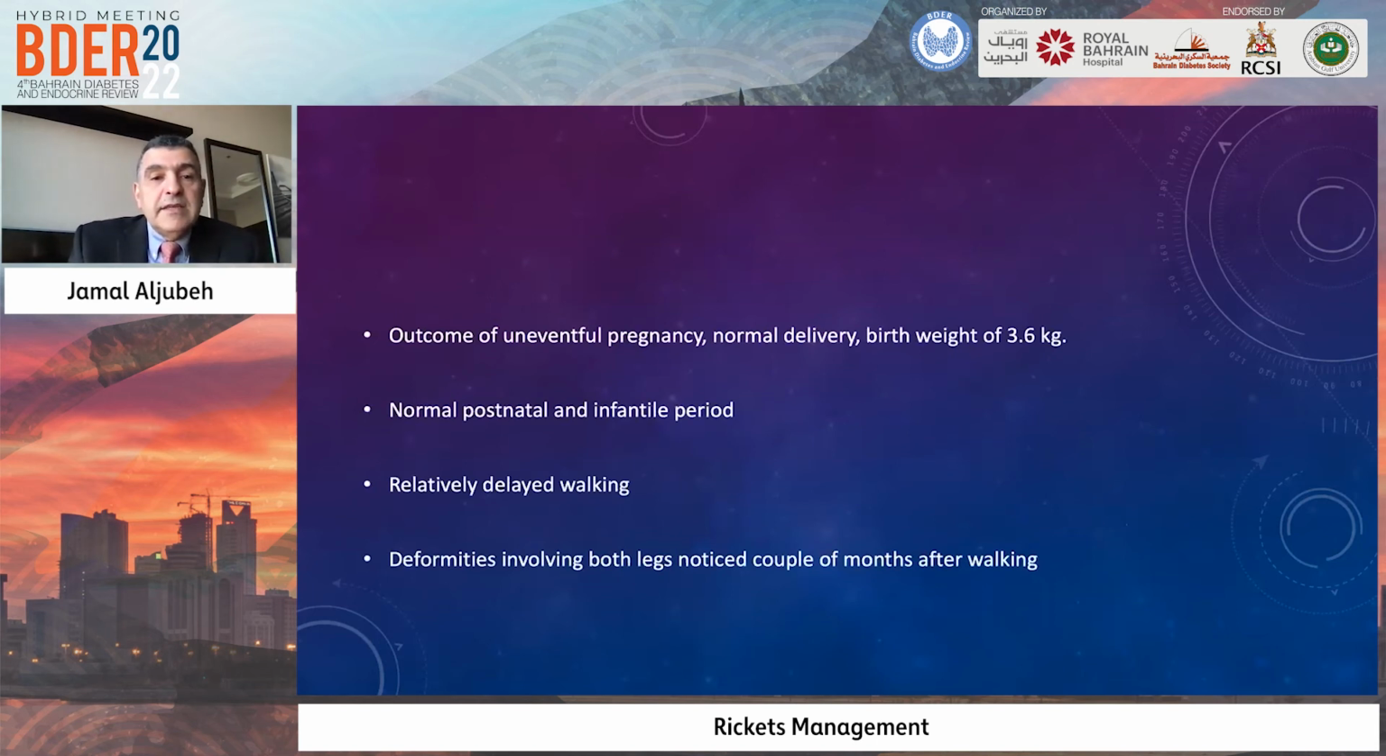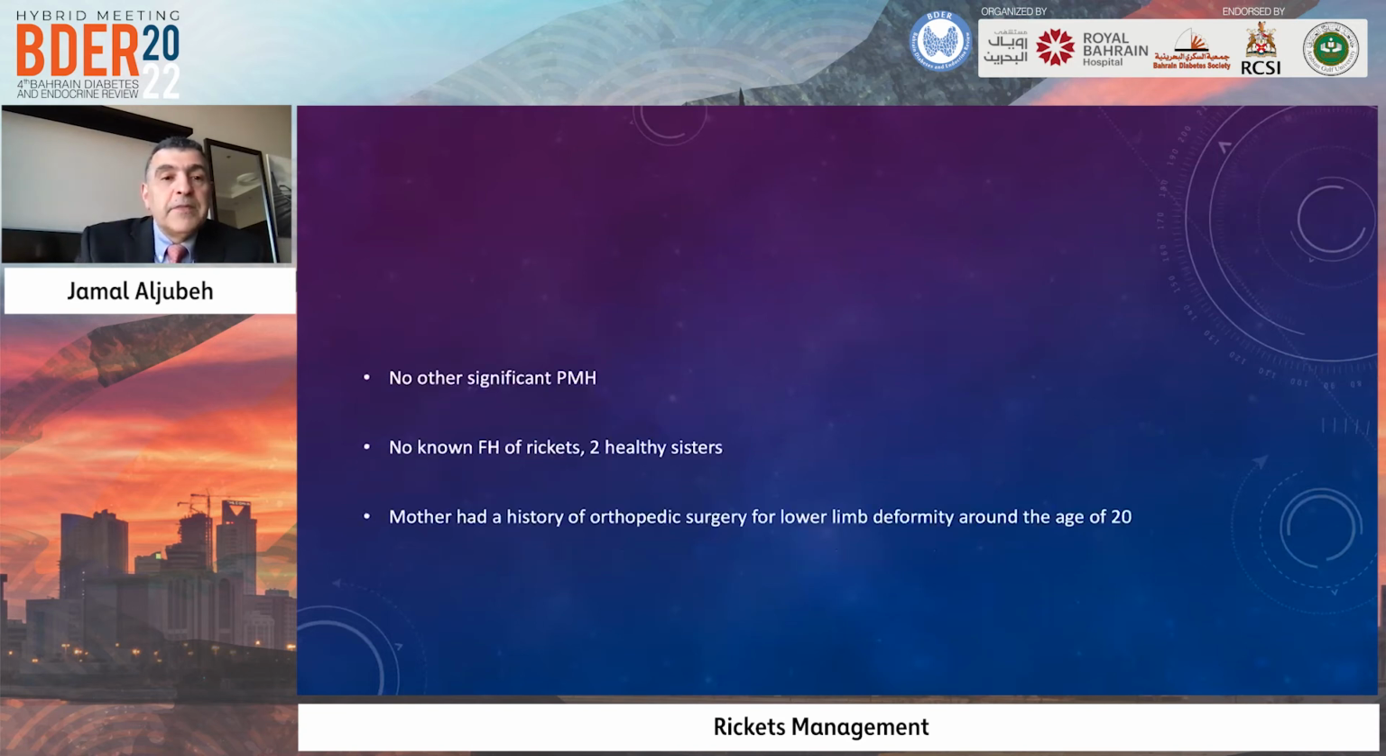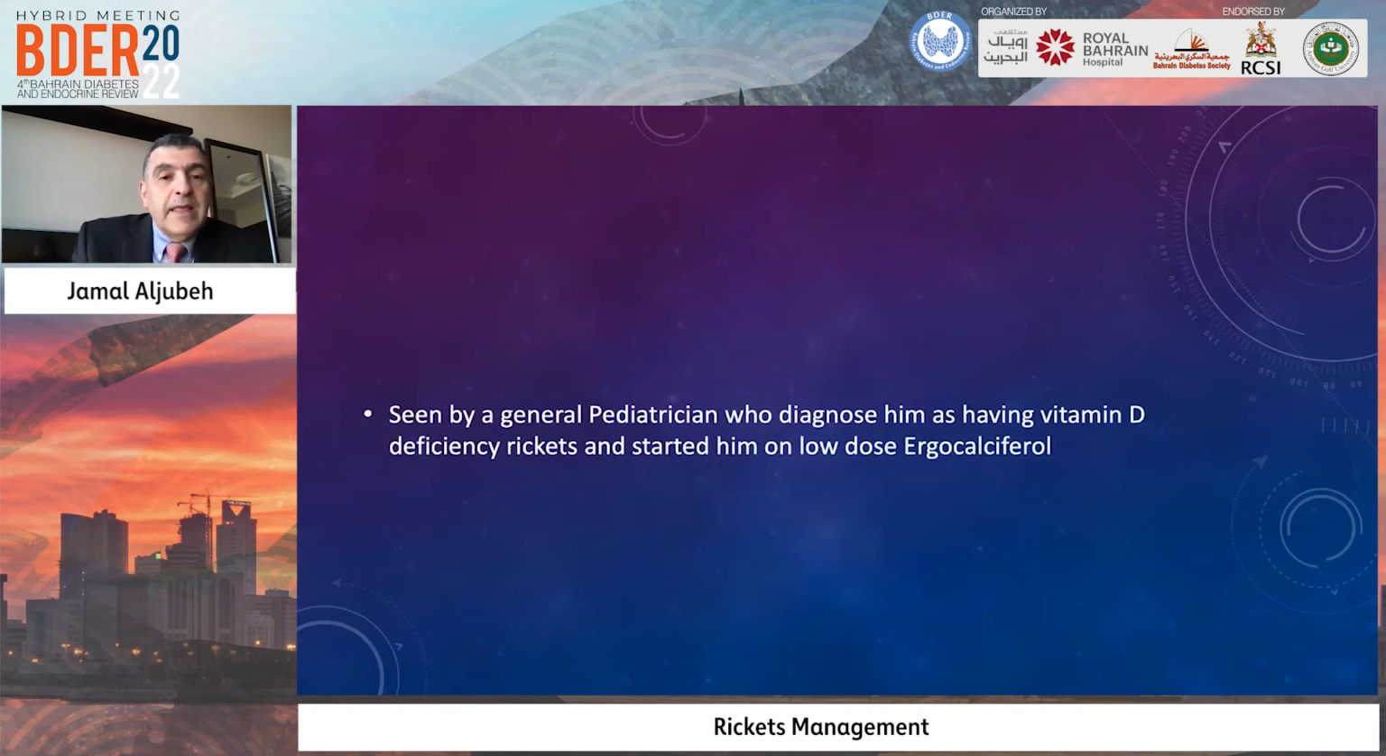Normal pregnancy, and the past history in the neonatal period was unremarkable. Relatively delayed walking. Deformities involving both legs noticed a couple of months after walking. No other significant past medical history and no known family history of rickets. 2 healthy sisters. However, the mother had a history of orthopedic surgery for lower limb deformity around the age of 20 years. So it's important to remember this piece of information.